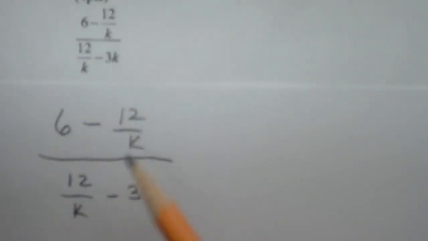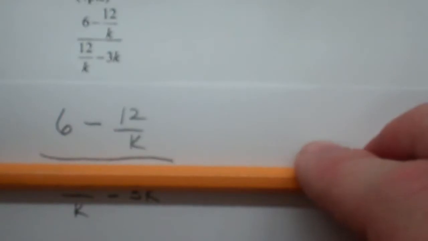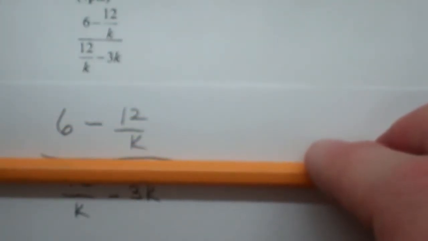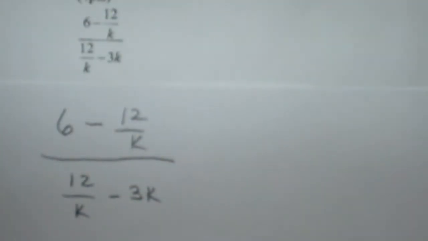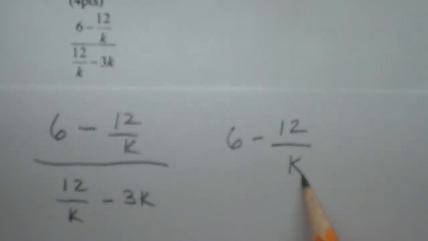To do these problems, it's a good idea to just break them into two separate parts. Let's just concentrate, first of all, on just the numerator. So everything above the pencil. Let's just simplify everything above the pencil first. So on the side over here, I'm going to do that. We're just simplifying this numerator part first. So 6 minus 12 over k.